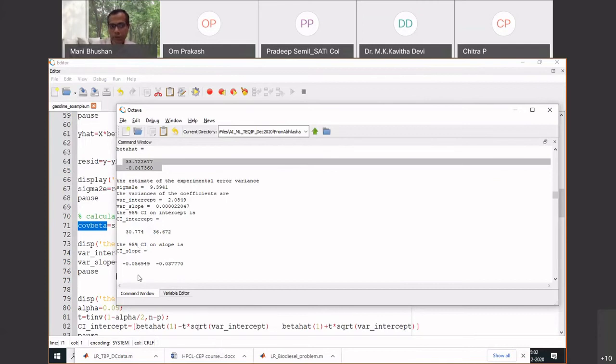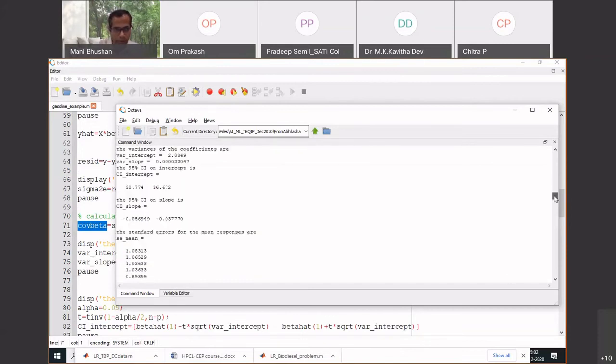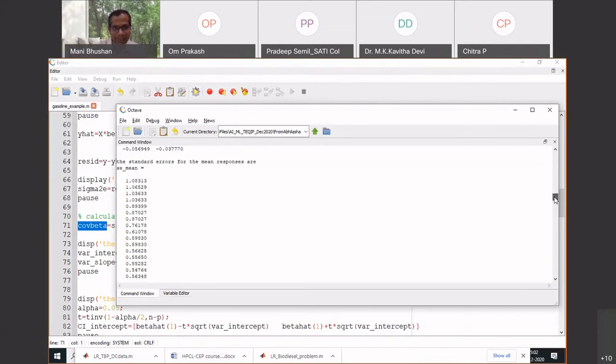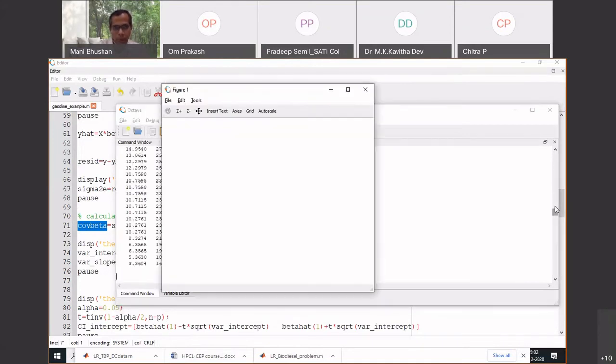Okay, so these were the confidence intervals on intercept and slope. I have come back to my code, the output of my code, and if I run it again, what did it give me here? Yeah, standard errors for the mean response. Okay, I'll just explain. And this is a confidence interval. Let me show you in the plot. I think that's better.